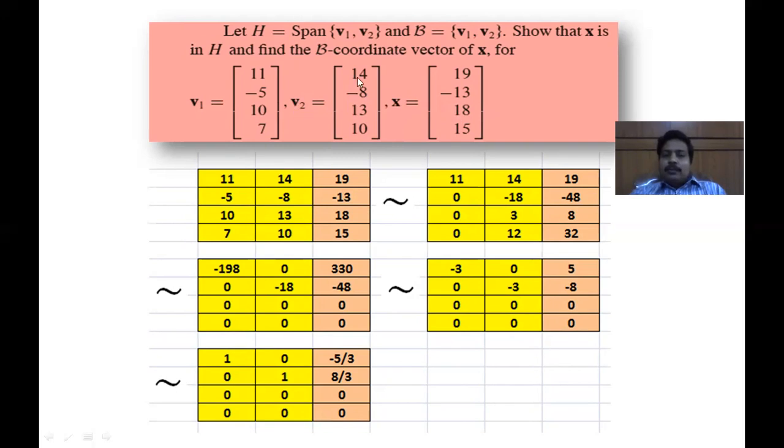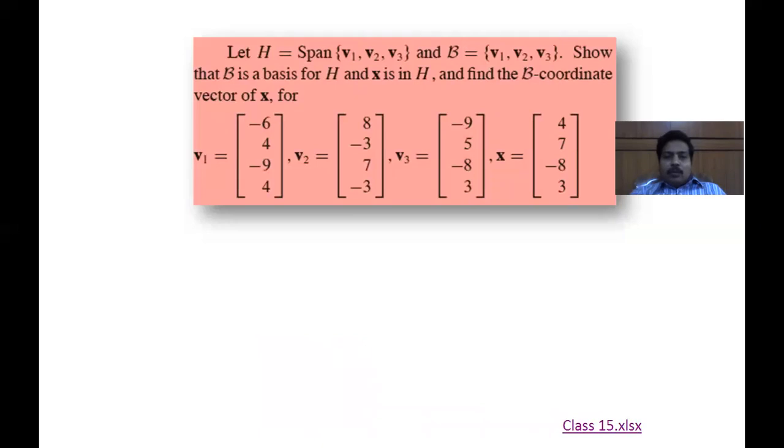If you perform the same operation, you will get this. So these two are the required scalars. So now I can say that X is in the span of V1, V2 since I can make X using these two. So X is in the span of V1, V2, that is X is in H. And the B coordinates minus 5 by 3 and 8 by 3 are the B coordinate vector of X. So this is the problem. Let us move on to one more problem.